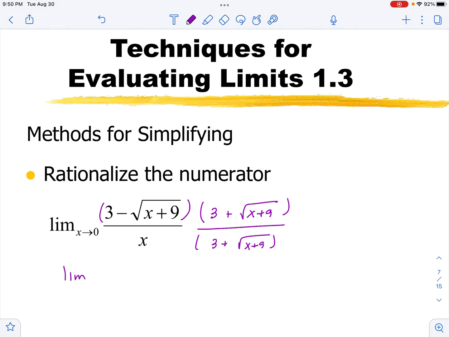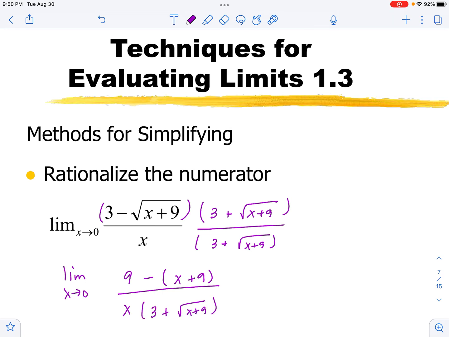Distribute the top. When we distribute, we're going to have 9. Again, because they're conjugates, those middle terms will cancel. I'm going to put minus. This is where you have to be very careful. When you multiply these two, you have to put parentheses. If you don't, it's not going to work out correctly. So we'd have x times 3 plus the square root of x plus 9.